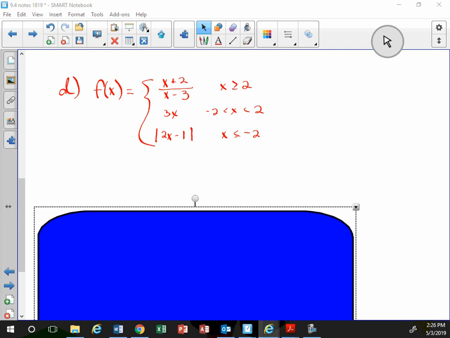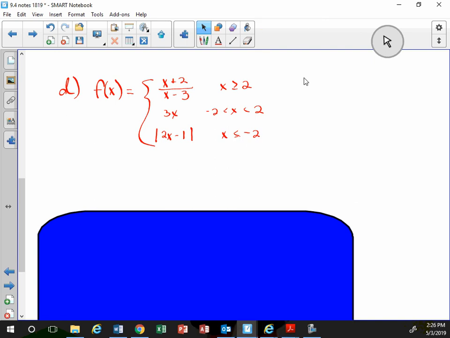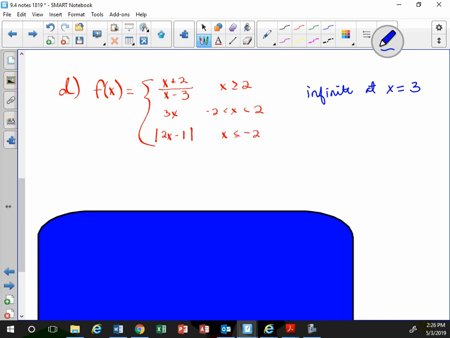Okay, guys. Before I even get to the fact that it's piecewise, do you see in that first equation that there might be a discontinuity? Yeah, infinite. So I know right away that I have infinite at x equals 3. Are we okay with that one? Yes. Then I have to plug in my x values to see if I have jumps. At 2, do I have a jump? Yes. What about at -2? Yes.